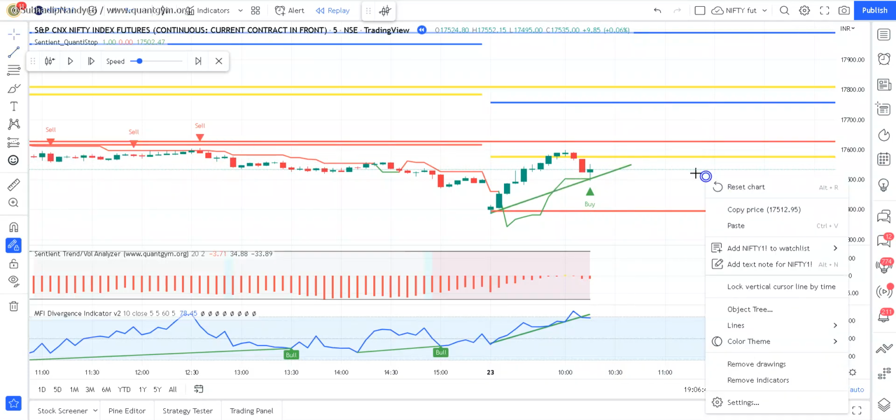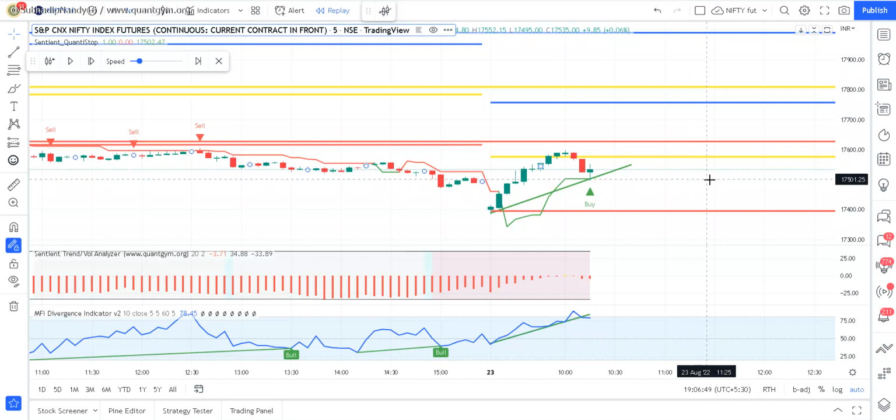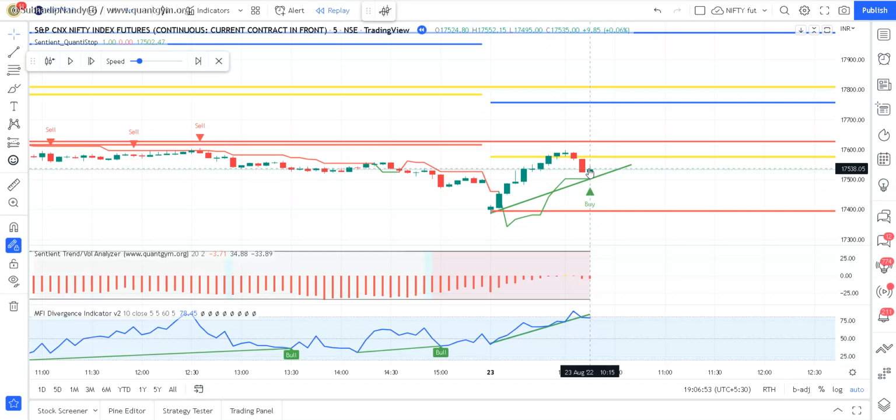Now if I draw a similar trend line on the price, somewhere like this will be your trend line of the price. Now there was someone who asked me that based upon Quanti Stop, he got confused. He bought Nifty and then Nifty fell, so he lost. I guess he was talking about this chart.